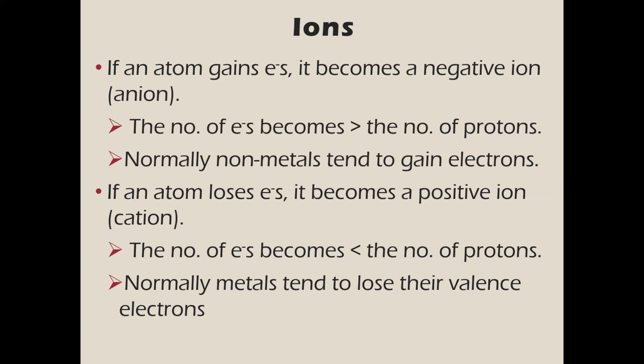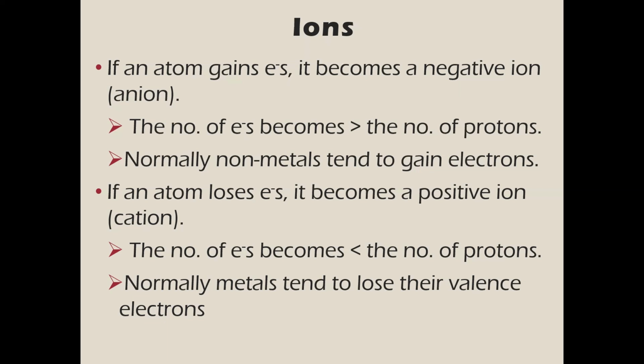This criterion is for the nonmetals, because nonmetals have more than 4 electrons in the outer shell. They tend to gain. So nonmetals usually tend to gain electrons and form anions, or negative ions.